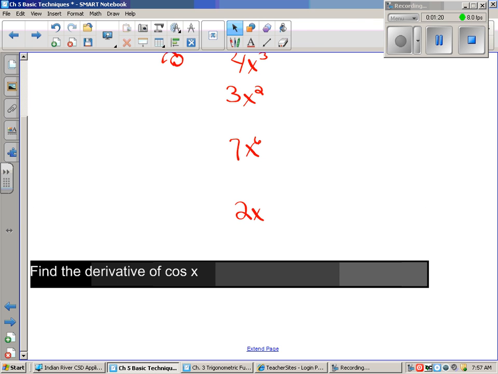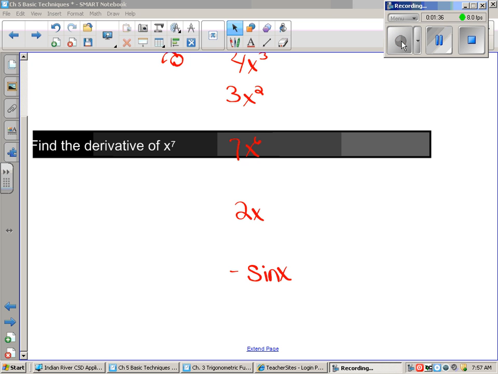How about cosine x? What is the derivative of cosine x? And we're going to use all these in just a minute. I'm setting the stage up. The derivative of cosine, if you remember, is negative sine x, right? Good. Now let's come back to this one up here where it said find the derivative of x to the seventh. If I asked you to do x to the seventh, you'd expect to get 7x to the sixth.